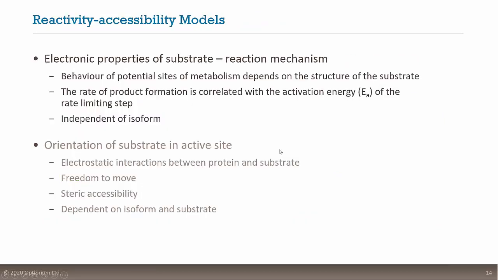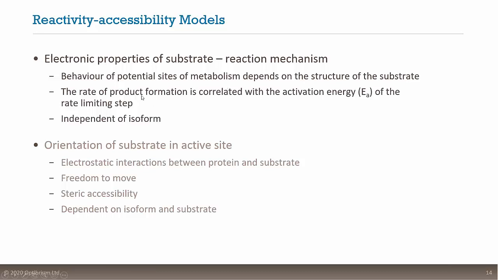So the approach that we take can really be described as a combination of reactivity and accessibility. And really that's motivated by these two factors that govern the sites of metabolism and the reaction mechanisms for these different enzymes and different isoforms. So first of all, we look at the electronic properties of the substrate. We're trying to model the reaction mechanisms and understand the energetics. This will depend particularly on the structure of the substrate and the reactivity of those different sites to the reaction mechanism of metabolism by that enzyme.